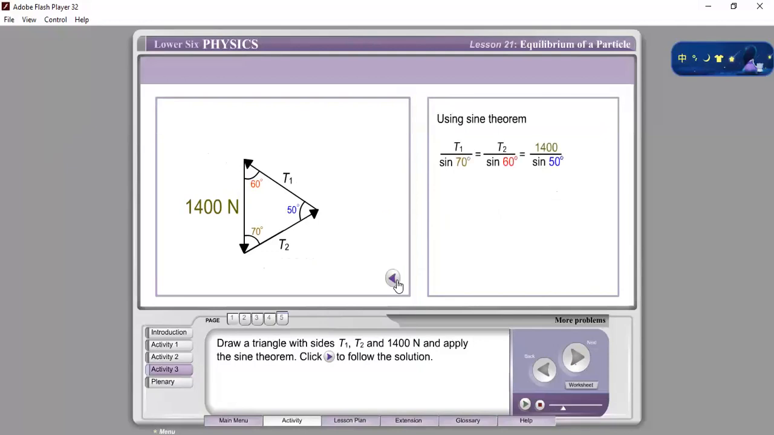T1 over sine 70 degree equals T2 over sine 60 degree equals 1,400 over sine 50 degree. T1 equals 1400 times sine 70 degree over sine 50 degree equals 1.7 times 10 to the power 3 Newton. T2 equals 1400 times sine 60 degree over sine 50 degree equals 1.5 times 10 to the power 3 Newton.